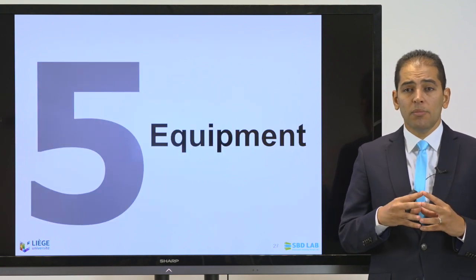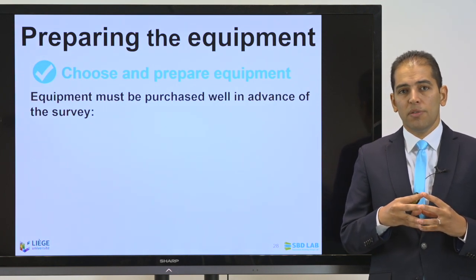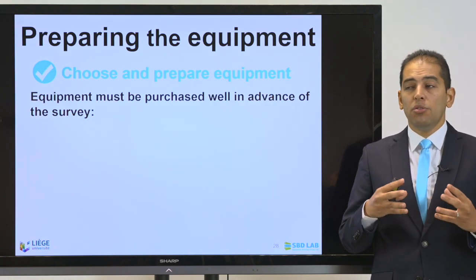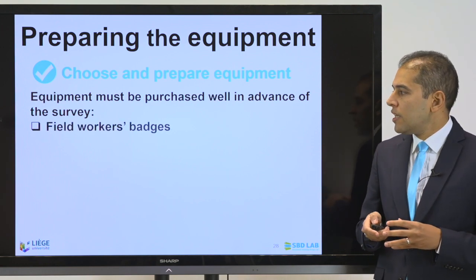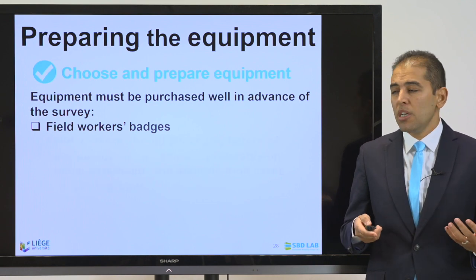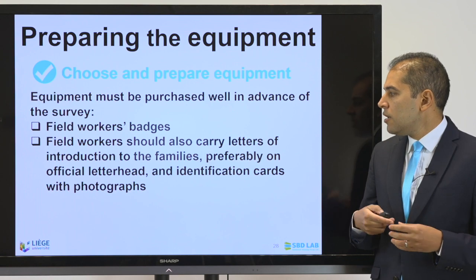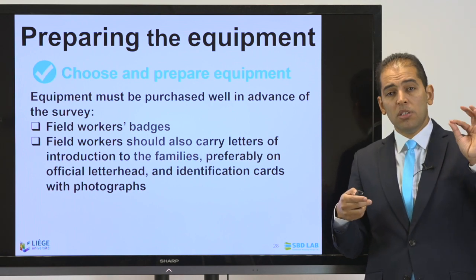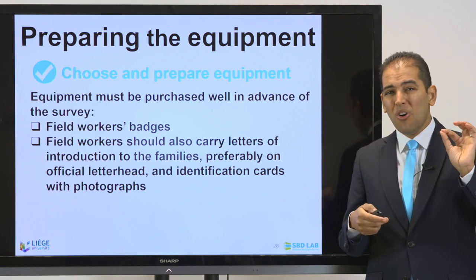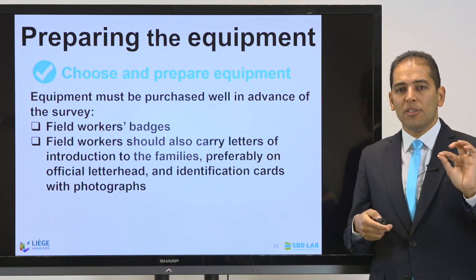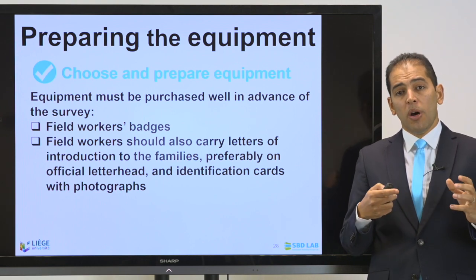Now let's move to item number 5, which is the equipment that you need to have while launching your survey. Actually, you need to prepare equipment and choose and prepare them. Equipment must be purchased well in advance of the survey, and here we're talking about field workers' badges. Field workers should also carry letters of introduction to the families, preferably on official letterhead, and these letters need to be dropped in the mailboxes before starting or given in hand, including all the details about the survey and the contact person and the responsibilities and the laws that you are complying with.